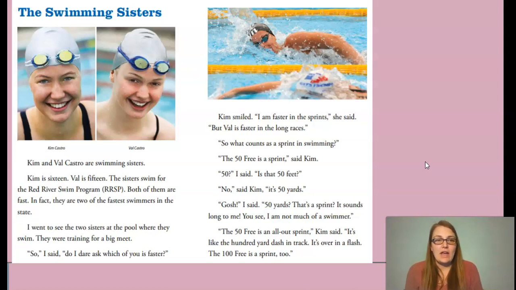Kim and Val Castro are swimming sisters. Kim is 16, Val is 15. The sisters swim for the Red River Swim Program, RRSP. Both of them are fast. In fact, they are two of the fastest swimmers in the state. I went to see the two sisters at the pool where they swim. They were training for a big meet.